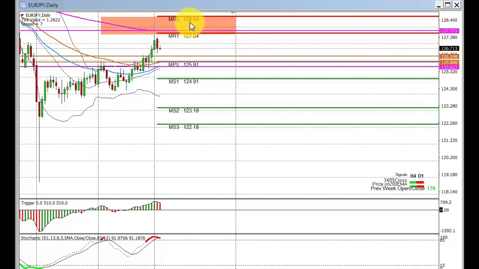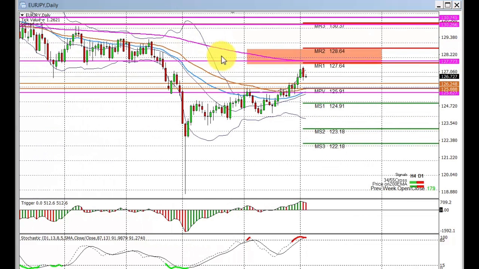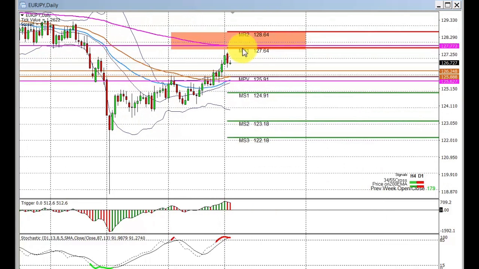127.64 going up to 128.64. Reason for this, it's a monthly pivot point, daily 200 EMA, psychological level, monthly second pivot point, and if we look to the left, that was previous support that broke, so now it's resistance, and we're back at that level there now.